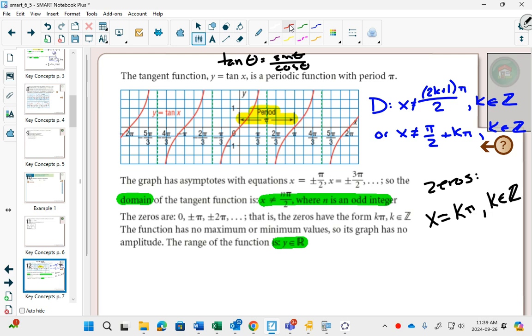The zeros for tangent are going to be the exact same thing as the zeros for sine. Because if your numerator is 0, your fraction is 0. So wherever sine theta is 0, tan theta will also be 0. So that helps us find our zeros for tangent as well.